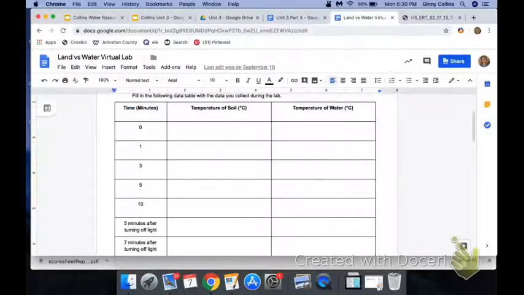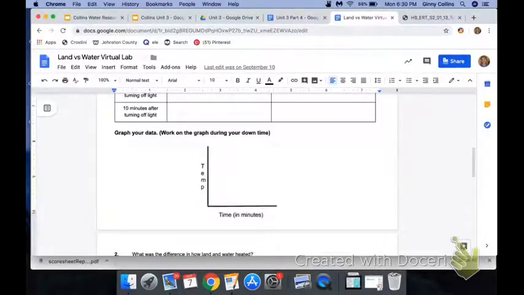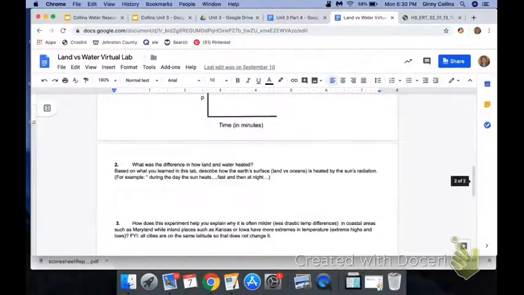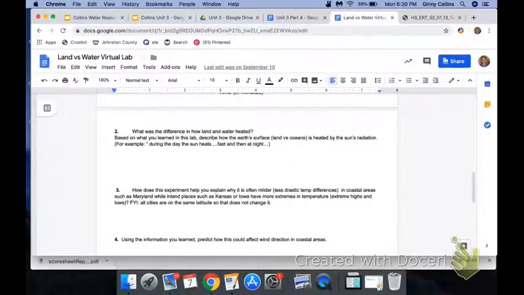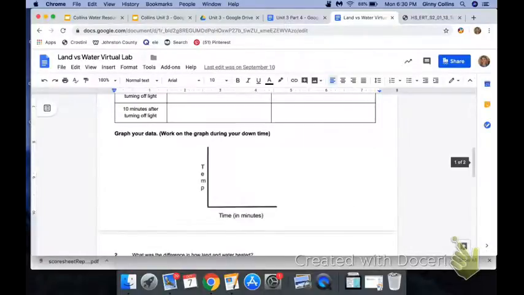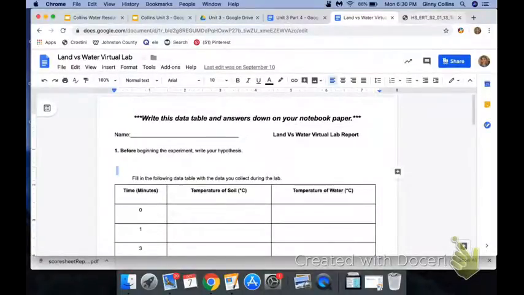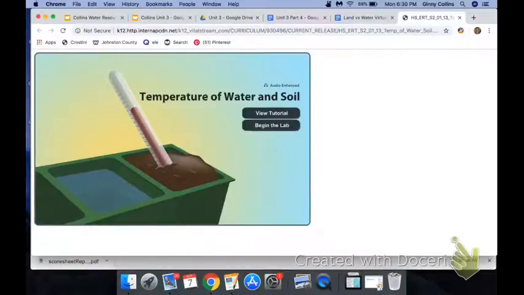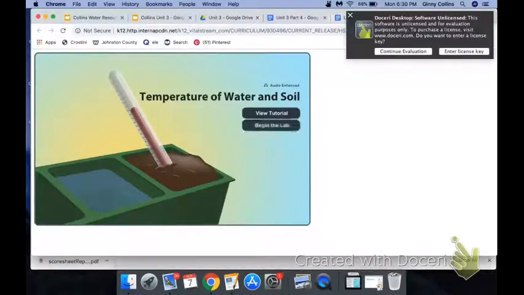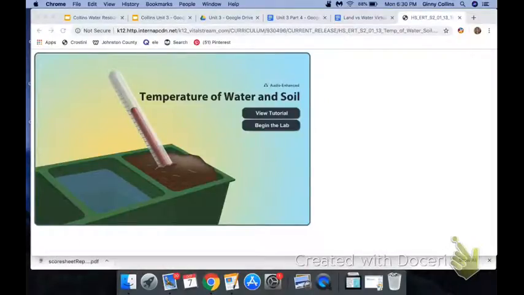Next, you're going to draw out your data table. You're going to end up doing a graph, and then you're going to have a couple of questions that you're going to answer based on what you saw from the lab. Okay, so that's all the lab is. The other thing on Canvas is going to be a link, and that is this link here. So we will begin the lab, and I'm just going to show you how to do this very quickly.